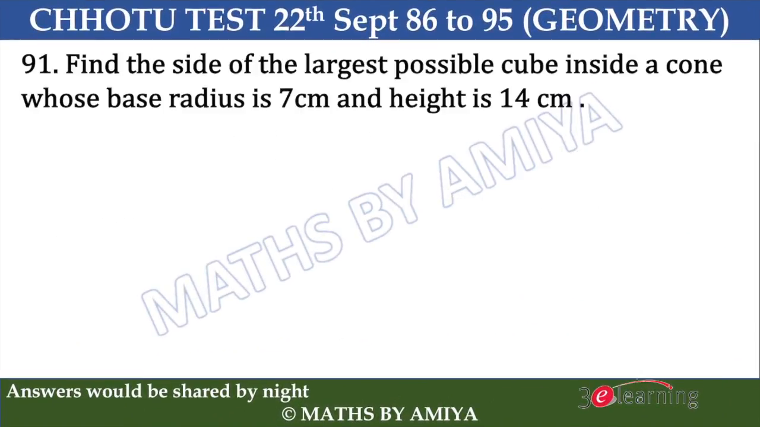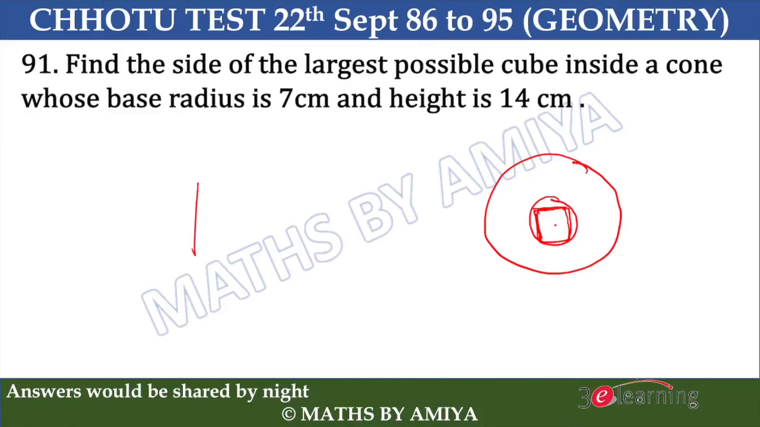Question number 91, one of the best questions of this series. We need to find the largest possible cube inside a cone. If you visualize the figure, you have two circles. One circle is the base of the cone with radius 7 units. Another circle is the smaller circle. I am giving you a cross section from the top. This smaller section is the circle where the cone is touching the cube. So this is the topmost cross section. If you see the figure from the top, you will get this type of figure.